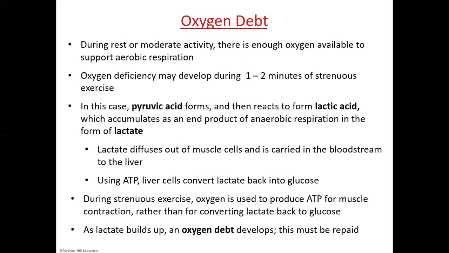Like if you're sprinting or swimming or something like that. So what will happen, since there is no oxygen, pyruvic acid forms as a result of glycolysis, and then it will react with other items in the cell, and it's going to form lactic acid, which will break down into a lactate ion. That lactate ion will diffuse out of your muscle cells into your bloodstream and get carried to your liver.